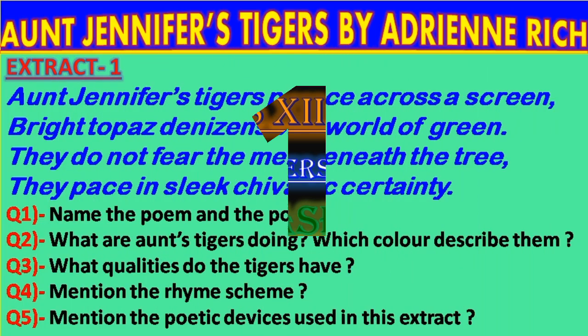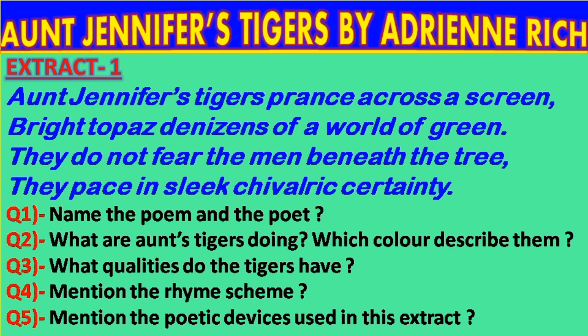So let's get started. First extract. Aunt Jennifer's tigers prance across a screen, bright topaz denizens of a world of green. They do not fear the men beneath the tree. They pace in sleek chivalric certainty. Question number 1. Name the poem and the poet. Answer. The name of the poem is Aunt Jennifer's Tigers, which has been written by Adrienne Rich.